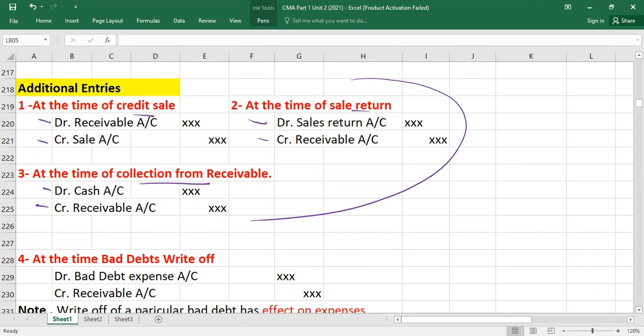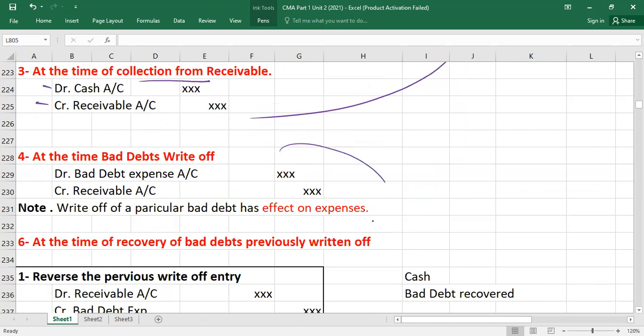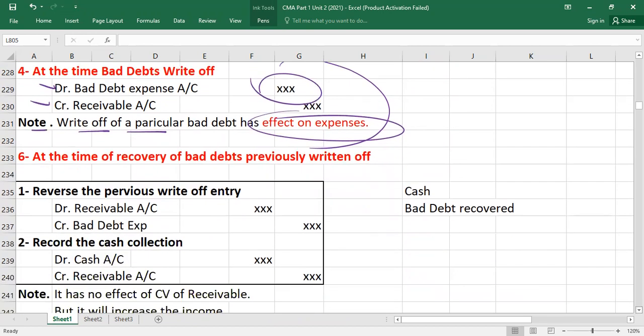Only this entry is going to change because here no allowance is created. Only here you will record expense and you will credit receivables at the time of bad debts write-off. So you have to debit bad debts expense, credit receivable. Note, writing off a particular bad debt has an effect on expense here because you are booking expenses. Understood? Now guys, here what to do?